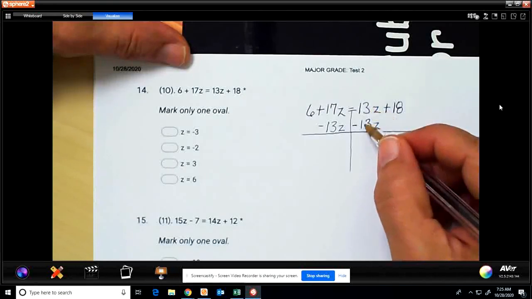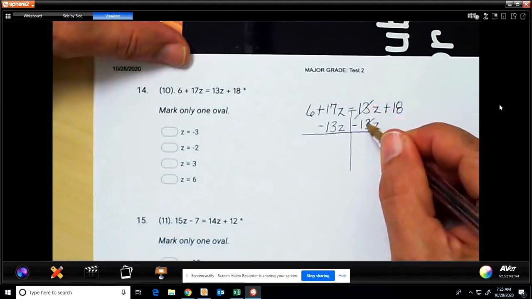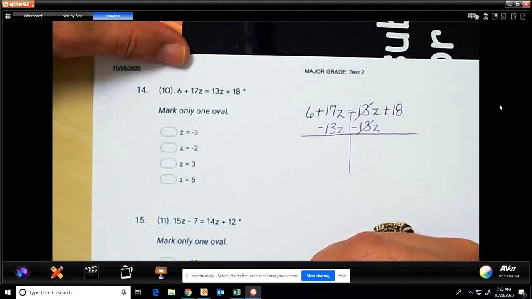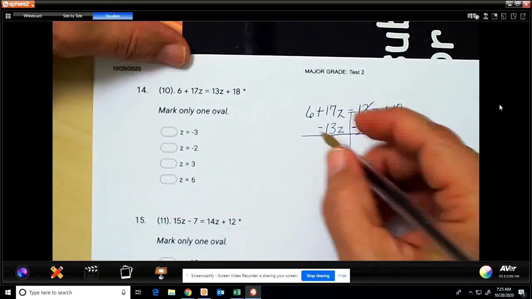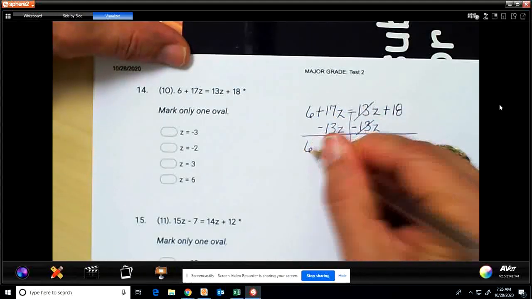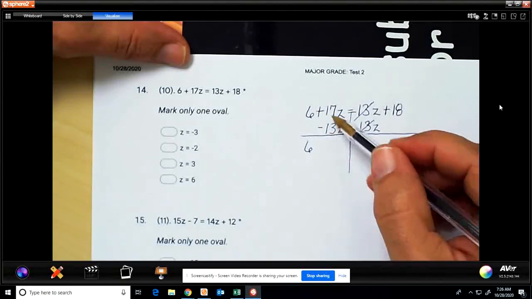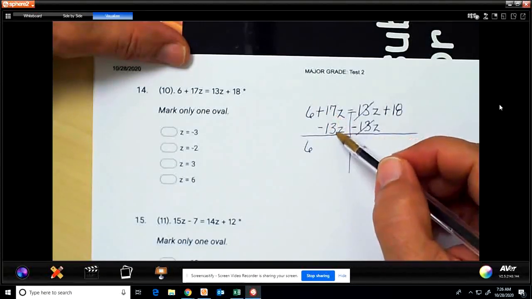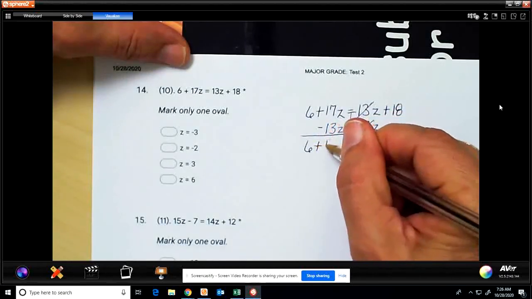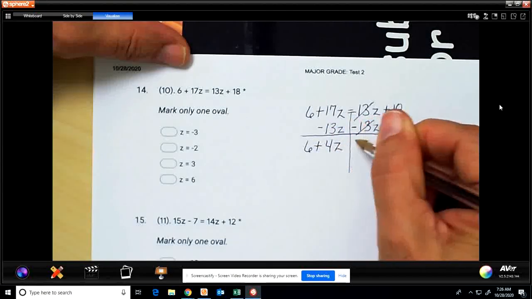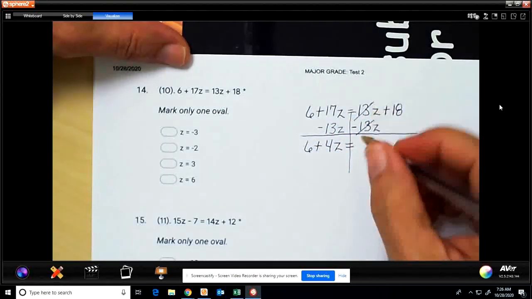Now, 13 minus 13 is 0, so I'm going to cancel those out. And then I have a 6, I bring it straight down. And what's 17 minus 13? It is a positive 4z. So I'm going to put 4z here. Equals, and since these canceled out, I bring down my 18.